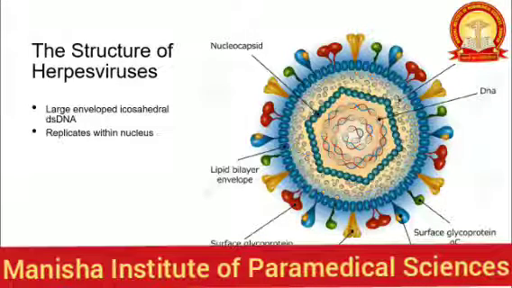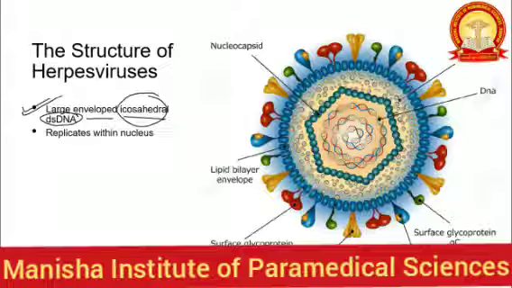The structure of herpes virus. If you look at the herpes virus structure, it is, as you can see, a large enveloped icosahedral double-stranded DNA virus. So literally this sentence tells us all about the structure of a virus, because we have talked about the viral structure in the previous video lecture. It is a large virus, first of all an enveloped virus. It has an icosahedral geometry for its capsid, and it carries double-stranded DNA as its genetic material.